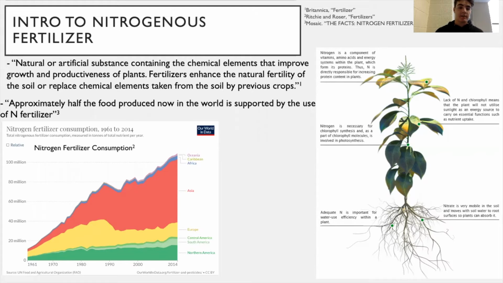As you can see here, globally, we consume a lot of nitrogen fertilizer. Here, 100 million tons a year. It's a huge amount of fertilizer and comes with a lot of dire consequences.